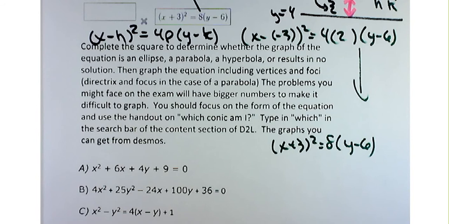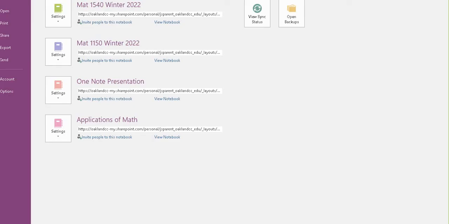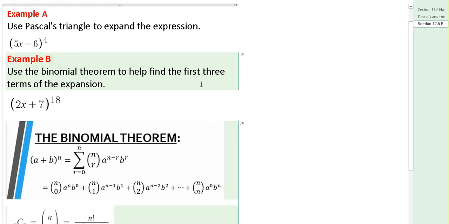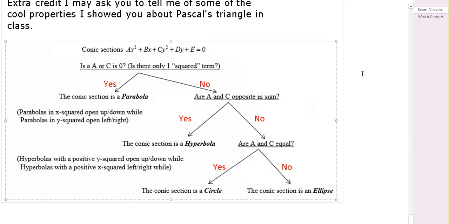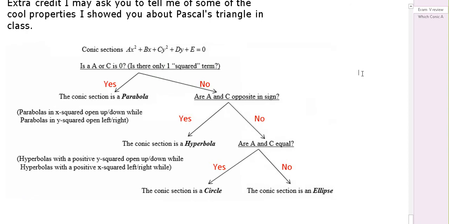On the bottom of your handout, the very, very bottom of this handout, I've given you the "which conic am I" question. That's probably a more likely equation or question than most. So let me see if I can find that here. There we go. The big thing is that you should be able to recognize what these are without writing them down.